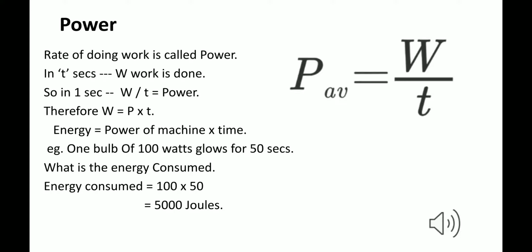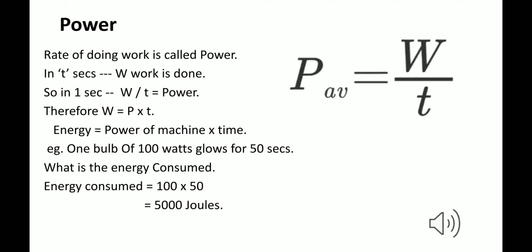Now, energy consumed, this is energy consumed only, no? So energy will be power of the machine into time. So from this, what we say, work is what? When somebody is doing work, that means energy is being applied over there. So what will be the energy? Power of the machine multiplied by the time will be the energy.